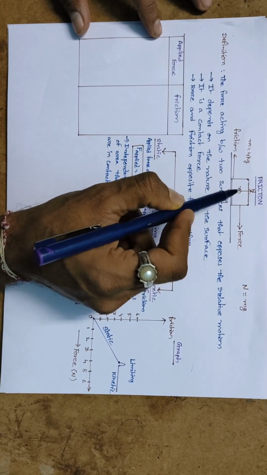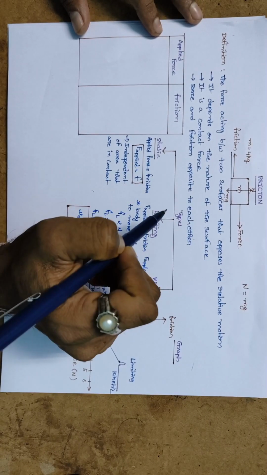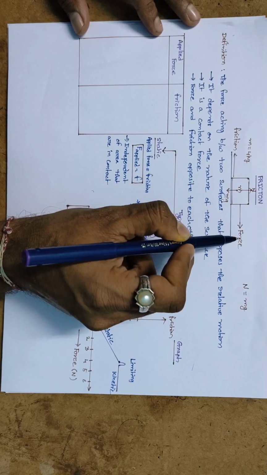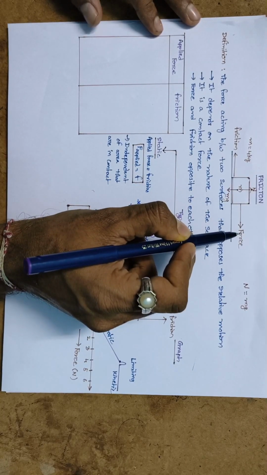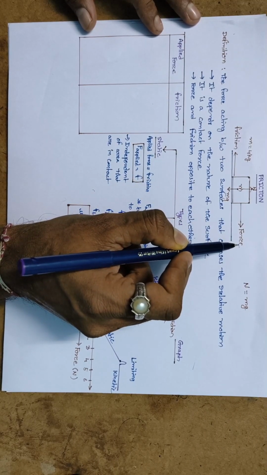So there is an object of mass m which is placed on the horizontal surface, and initially the object is at rest. Okay, now if I apply some external force along the horizontal direction, due to this external force, definitely the object moves along the direction of the force, isn't it?